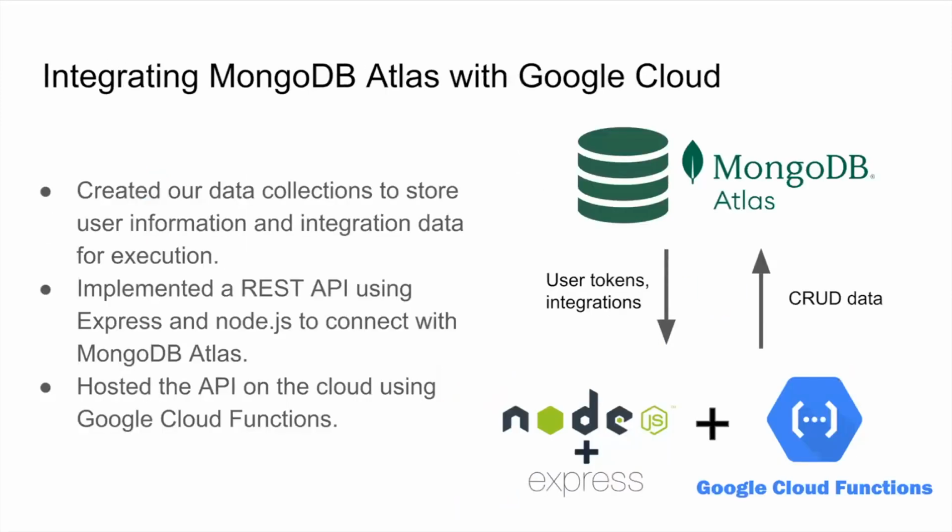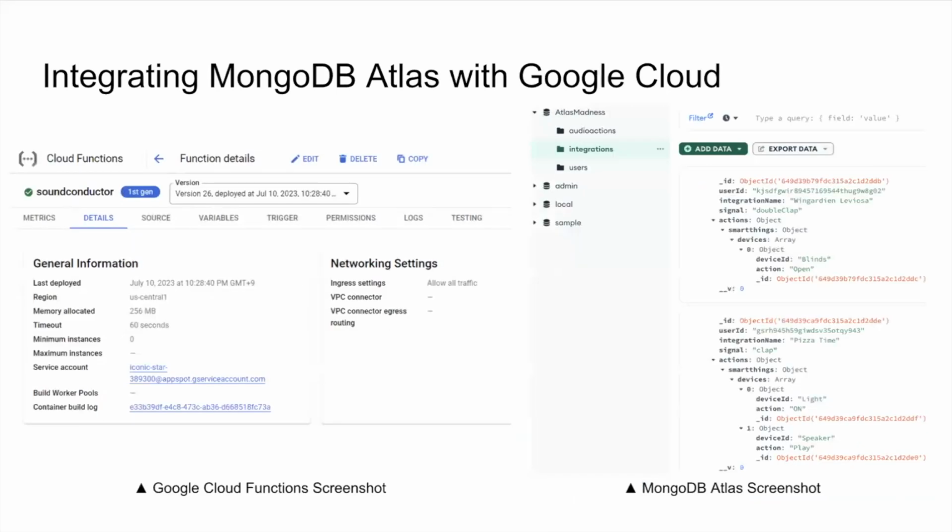For our backend, to integrate MongoDB Atlas with Google Cloud, we created our data collections to store users' information such as token and integration data for execution. We also implemented a REST API using Express and Node.js to connect with MongoDB Atlas. We also hosted the API functions on the cloud using Google Cloud Functions. These are some screenshots from our Google Cloud deployment and MongoDB Atlas cloud database.